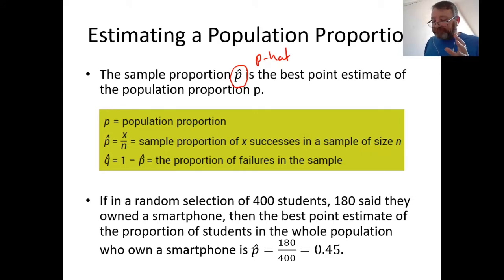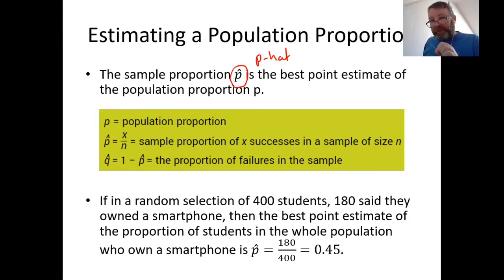Okay, think about that again. 400 students in my sample, 180 said they own a smartphone. What's the sample proportion? What's the sample fraction? 180 over 400. Now break that down. What does that come out as? 0.45. And what's 0.45? 45%. So 45% of my sample own a smartphone. That's the best point estimate I have to say maybe 45% of the major population own a smartphone too. It's the only thing I have to fall back on.